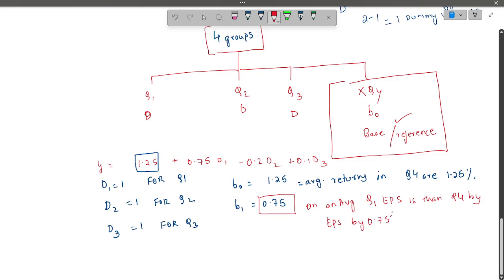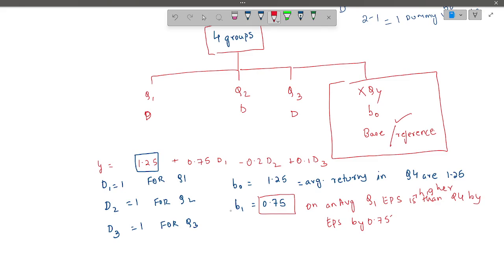dollars or percentages. What is the unit? Okay, let me keep it as dollars, right? Let me remove the percent. The average returns in Q4 are $1.25, and on an average Q1 EPS is higher than Q4 EPS by 0.75. So the class that you are leaving out, whose effects are being captured in the intercept, that is your base.